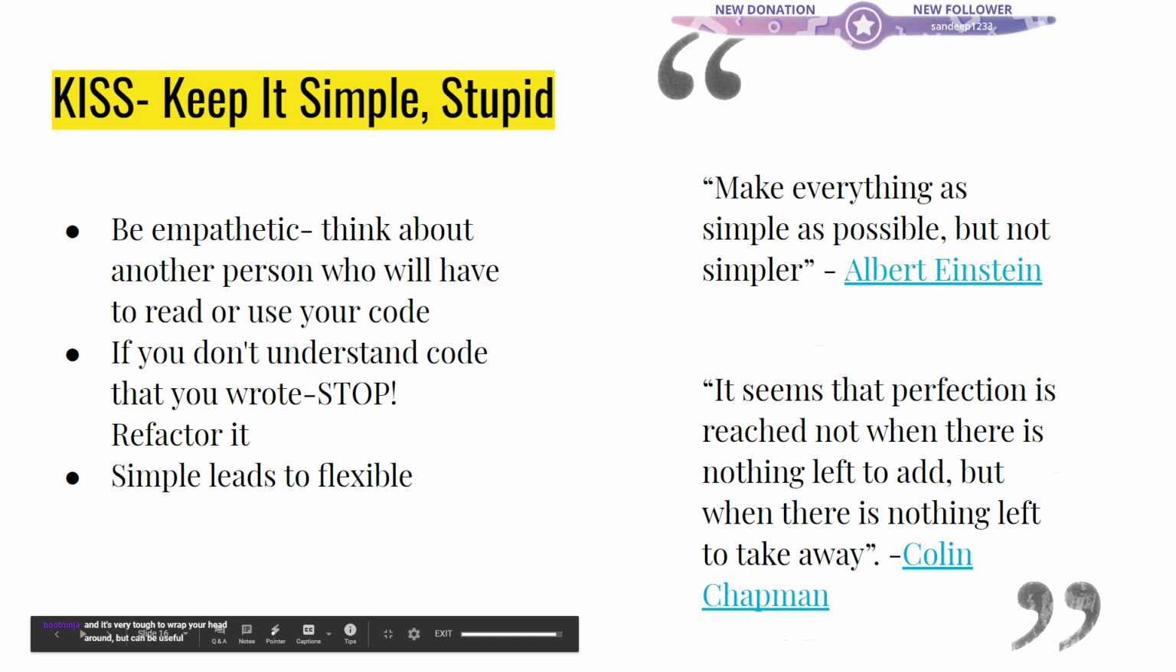Keep it simple, and this will create flexibility for your code. And another quote sounds like, it seems that perfection is reached not when there is nothing left to add, but when there is nothing left to take away. And this means that ideal code is code that does exactly what you want and nothing else. If you removed something from it, or added something to it, it will do more or less than you wanted. So we do exactly what we have to do and nothing more.